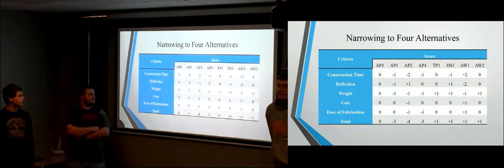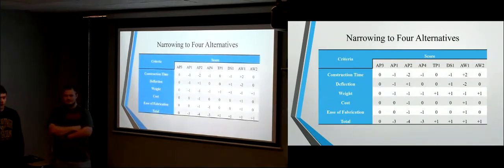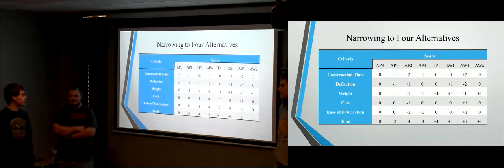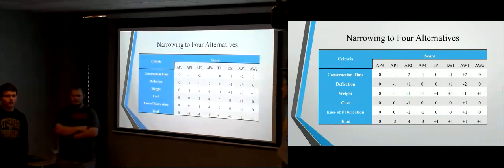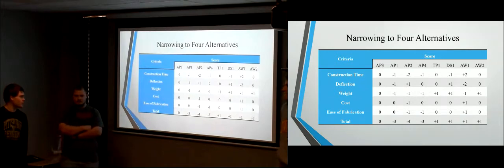So to get that down to a more reasonable number to actually do our modeling on, we set this up. We used those criteria that Tristan already mentioned and then scored each one based on our expectations out of it, not out of actual analysis. We used AP3 as our base and gave that all zeros and then scored everything else based on how we expected it to perform in comparison to that one.